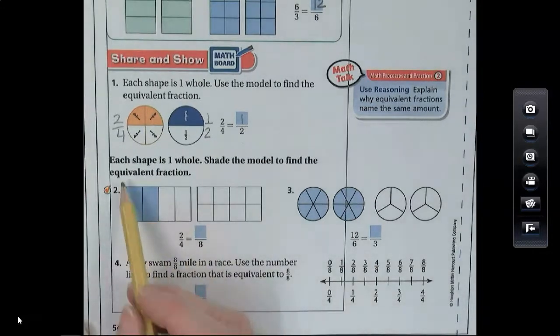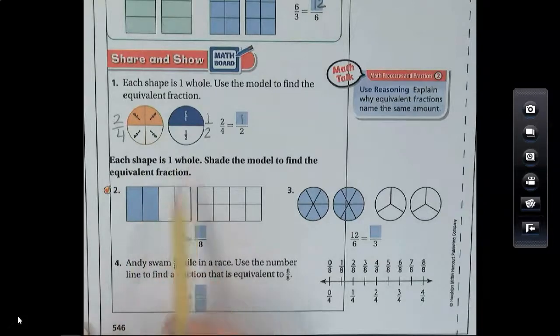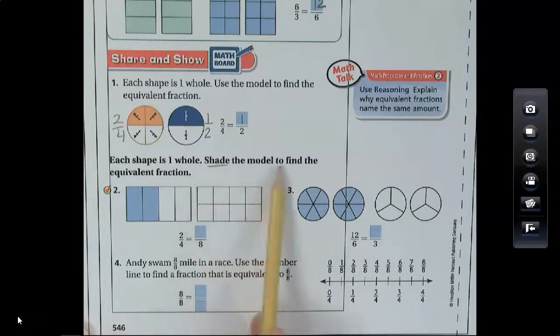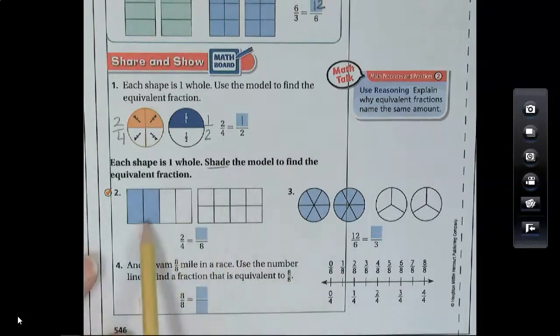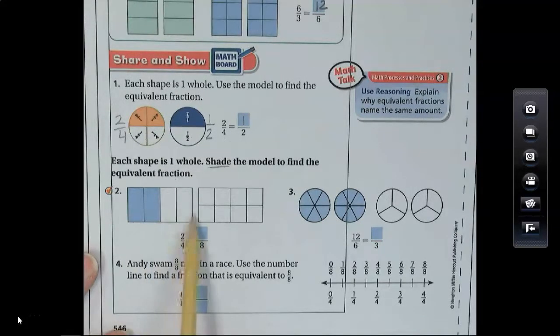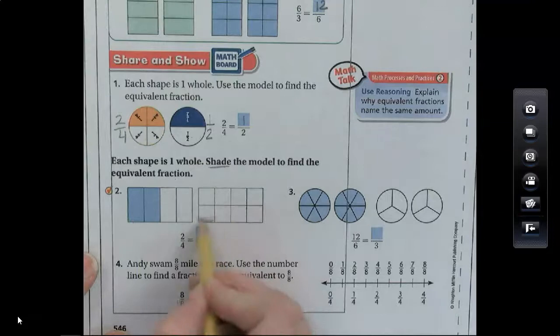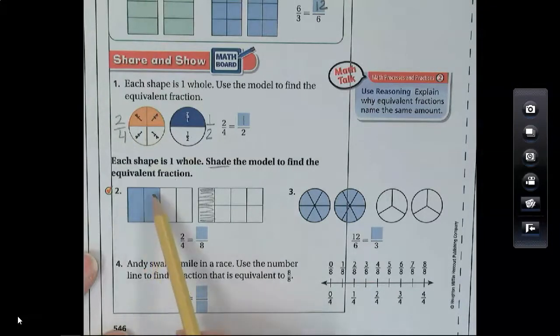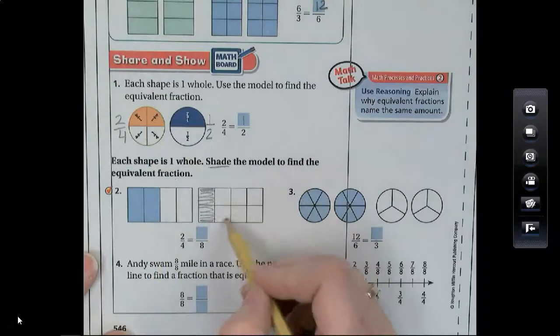Okay, boys and girls, here it says each shape is one whole. So this is one whole shape. This is one whole shape. Now we have to do the shading. We have to shade the model to find the equivalent fraction. So this is a bar, like a rectangle. This is a rectangle. You're going to shade in as much on this rectangle as you shaded in here. So here we shade in this much. Does it look like we shaded the same amount? No, because you have this whole one shaded, you need this whole one shaded.